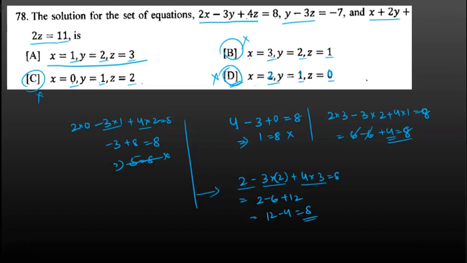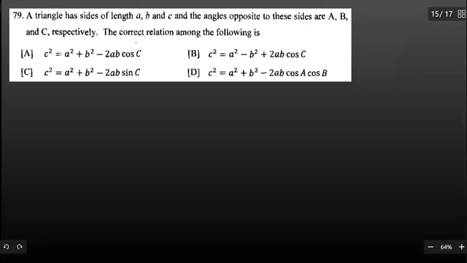Again, y minus 3z. Let's put y minus 3z: 2 minus 3 into 3, that is 2 minus 9, so it satisfies. And x plus 2y plus 2z is equal to 11. So x is 1, plus 2y, 2 into 2, 4, plus 2z, 2 into 3, 6, is equal to 11. So this is also satisfying. So the correct answer is option number A. Let's move to the next question.